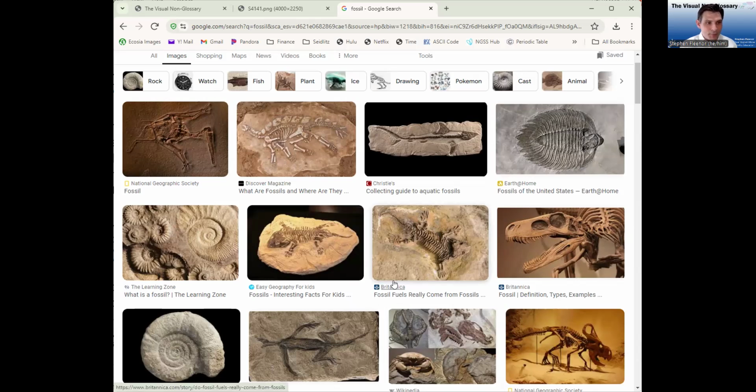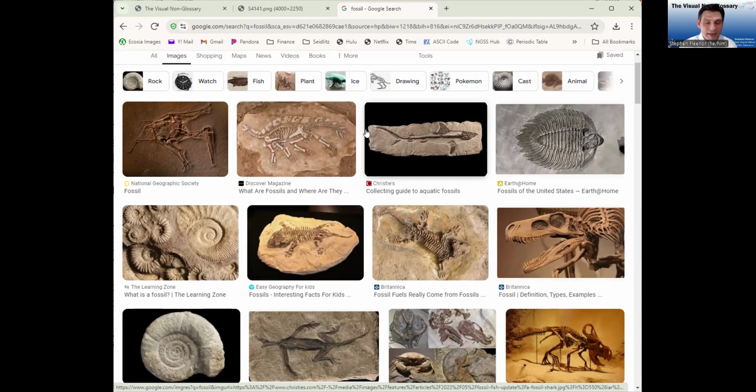So for example, looking at this image alone, we might understand that a fossil is a skeleton, but if we're completely new to the concept of a fossil, we don't necessarily understand that a fossil is an impression of a skeleton, nor do we understand that it's formed over millions of years, nor do we understand that it's formed as a series of geological processes, as well as is used as evidence for evolution.